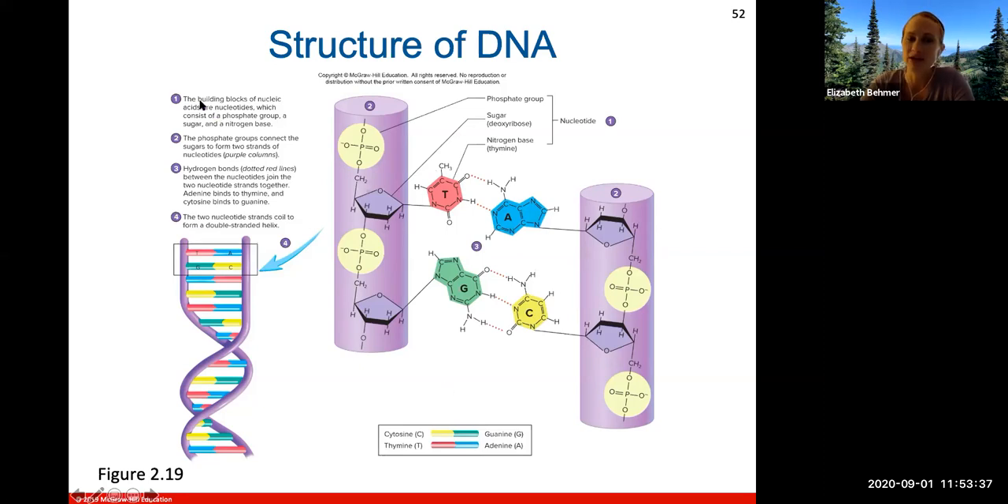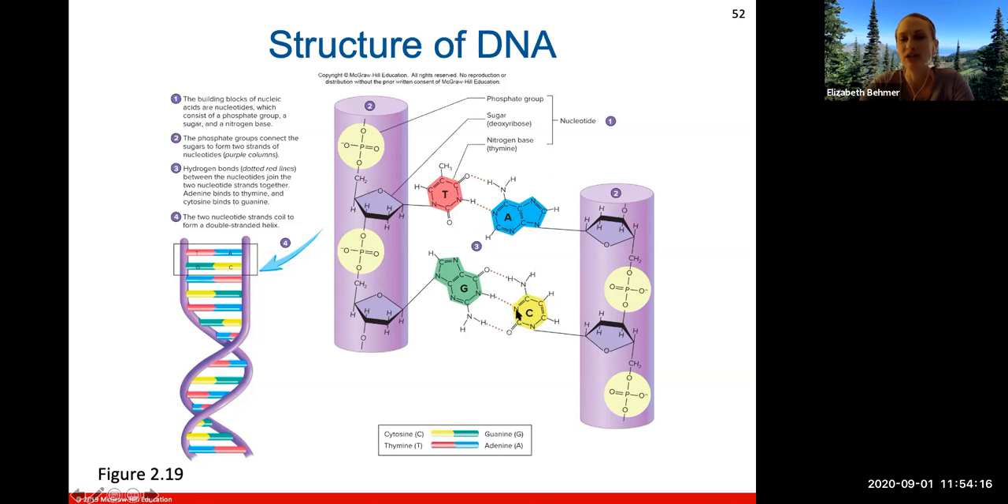The building blocks of nucleic acids are nucleotides, which are seen here, in this bracket. They contain this phosphate group and some sort of sugar, and the sugar in DNA is called deoxyribose. That's why it's called DNA, for deoxyribose. RNA's sugar is just a ribose sugar, so that's one difference. And then it's made up of a nitrogen base. In DNA, there are 4 different types of nitrogenous bases. T stands for thymine, A stands for adenine, G stands for guanine, and C stands for cytosine.